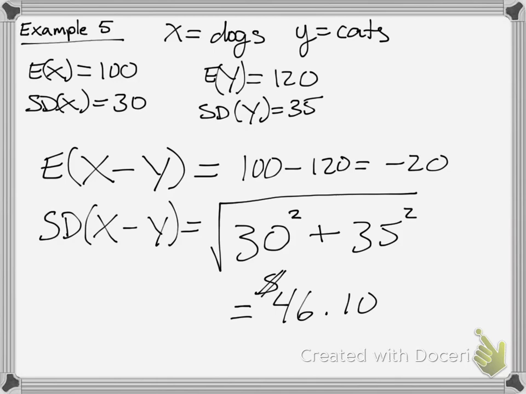So we have two different random variables. We had dogs and cats. And if we were looking at the difference in medical care costs for dogs from cats, we would expect there to be an average of negative $20 in the difference with a standard deviation of $46.10.